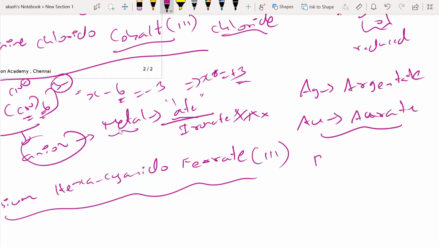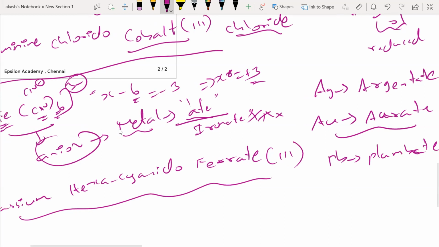Okay, and if you have lead, but you will not get lead, if you get lead, you should write plumbate. Like this, you should write. Fine. So that is about this compound.